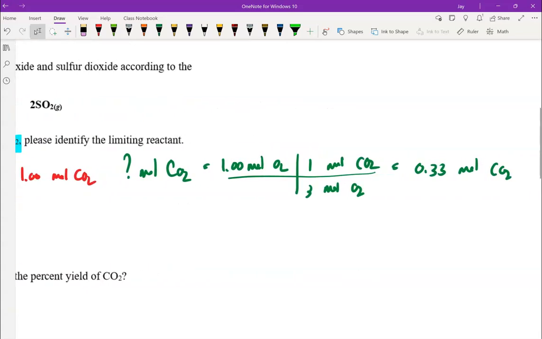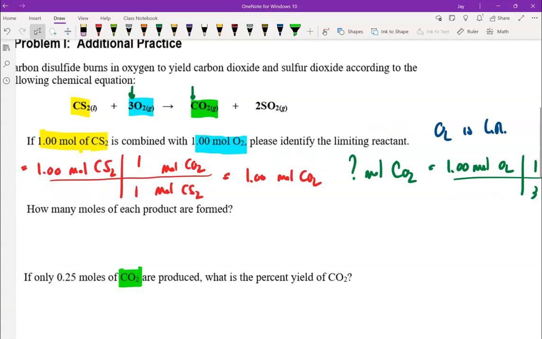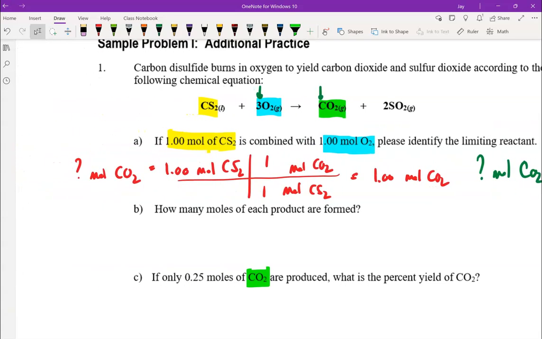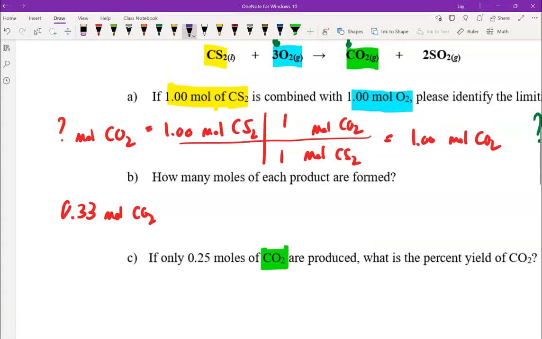So what we know is that O2 is the limiting reactant. That answers that question. Well, how many moles of each product are formed? We already did with CO2. We already know all we're going to get is 0.33 moles of CO2. So we know that part. Notice that we're going to find out how many moles of our other product, that's this guy, can we get from the same limiting reactant.